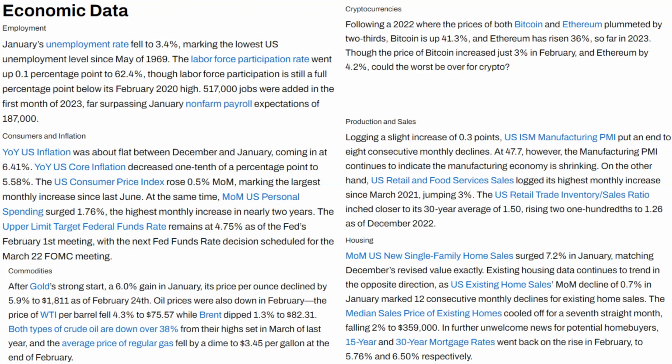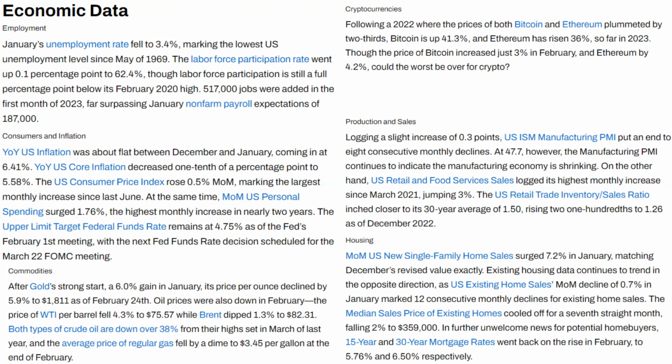The upper limit target federal funds rate remains at 4.75% as of the Fed's February 1st meeting, with the next Fed funds rate decision scheduled for March 2022. All right. Now, when it comes to commodities, after gold's strong start, a 6% gain in January, its price per ounce declined by 5.9% to 1,811 as of February 24th.